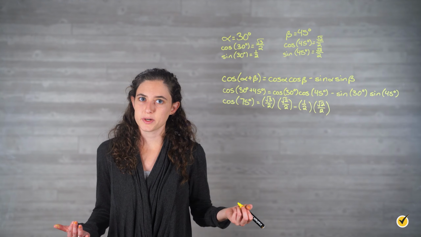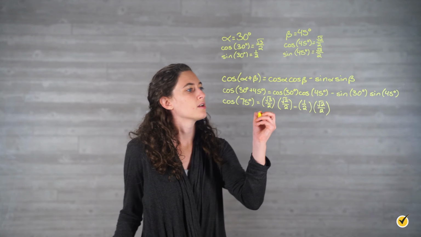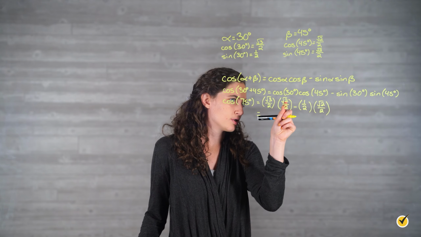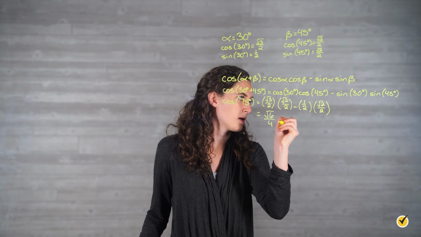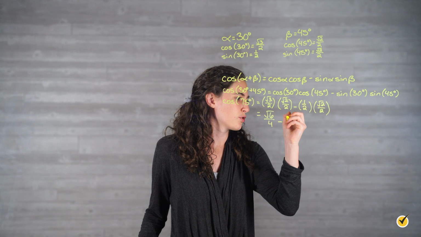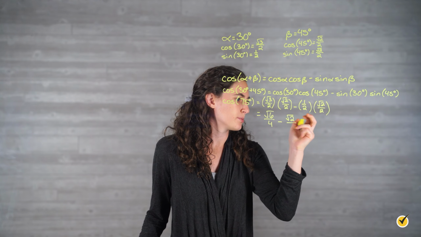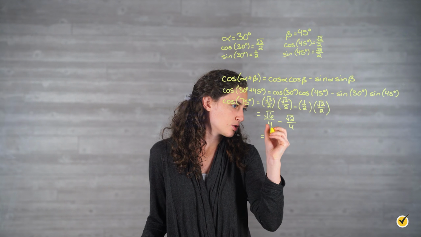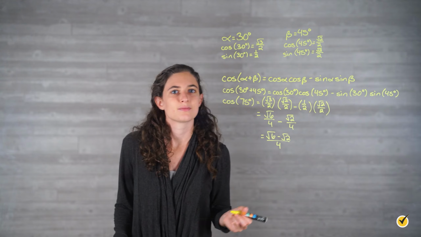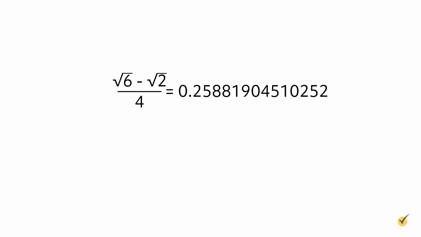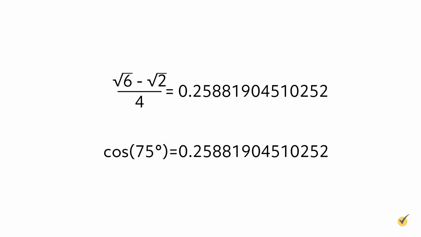Once again, we do some multiplication and write our answer as a single fraction. So we have the square root of 3 times the square root of 2 is the square root of 6, over 2 times 2 is 4, minus 1 times the square root of 2 is the square root of 2, over 2 times 2 is 4, and we can simplify this to one fraction and get the square root of 6 minus the square root of 2 over 4. Just like the last problem, we can check our work by evaluating this radical expression on a calculator and then finding the approximate value of the cosine of 75 degrees on the calculator. It matches up, so we did something right.